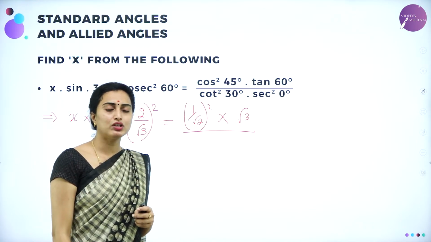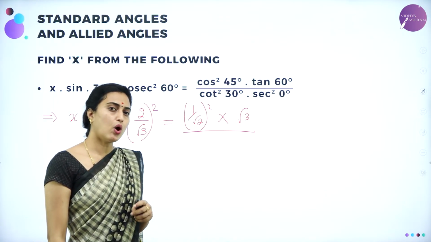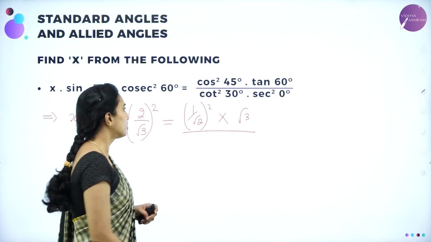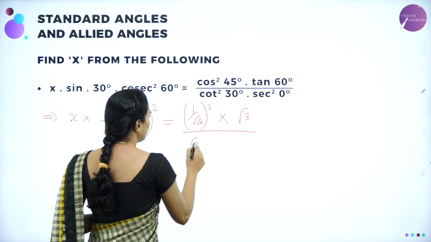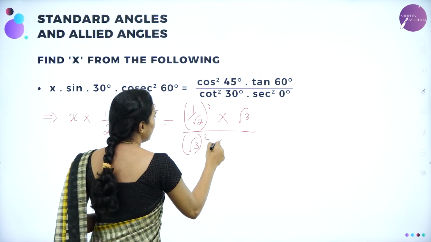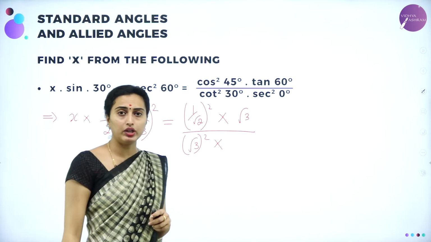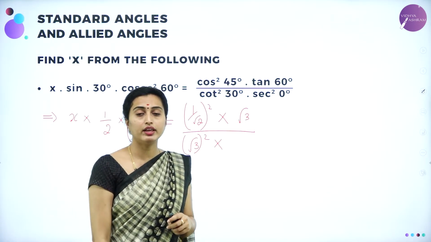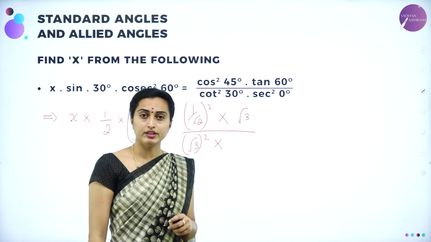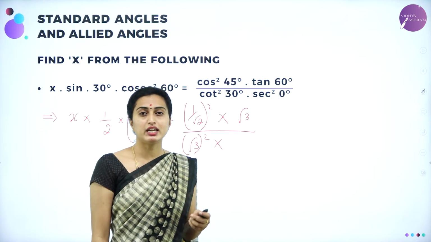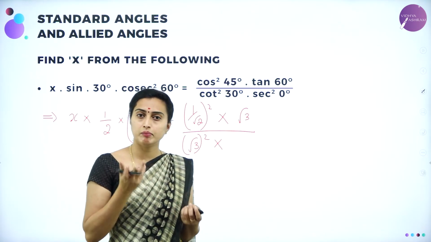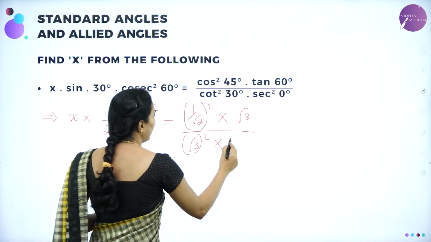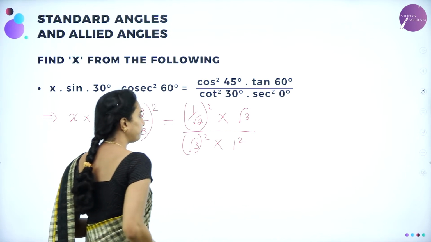You know already tan 30 degree is 1 by root 3. So cot 30 degree is root 3. So here cot squared, you are having (root 3) whole square into secant squared 0 degree. You know already cos 0 degree is nothing but 1. Therefore secant 0 degree, 1 by 1, is nothing but 1 only. So secant squared is nothing but 1 squared.